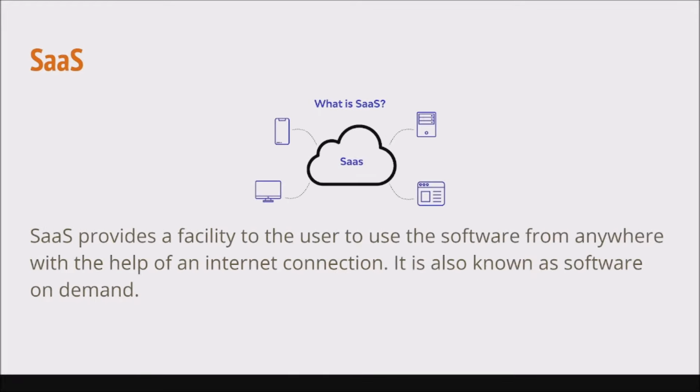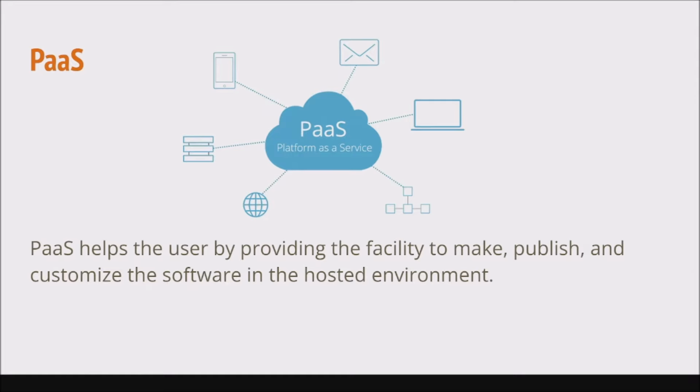Software as a service provides a facility to the user to use the software from anywhere with the help of an internet connection. It is also known as software on demand. PaaS helps the user by providing the facility to make, publish, and customize the software in the hosted environment.